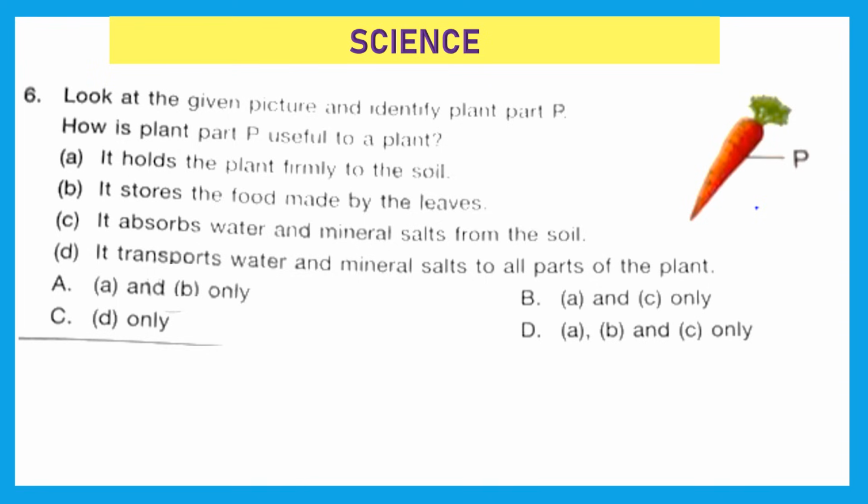So we have to find the functions of a root for a plant. It holds the plant firmly to the soil. Absolutely correct. It stores the food made by the leaves. That is also correct. It absorbs water and mineral salts from the soil. Perfect. It transports water and mineral salts to all parts of the plant. No, that is not correct because that is basically done by the stem and branches, not by the root. Root absorbs water and mineral salts. So A, B, C are absolutely correct for a root, and carrot is a root vegetable. So option D, A, B and C only are correct.